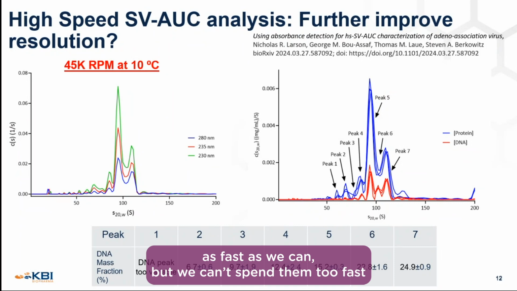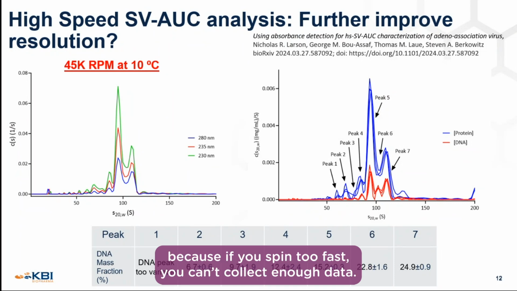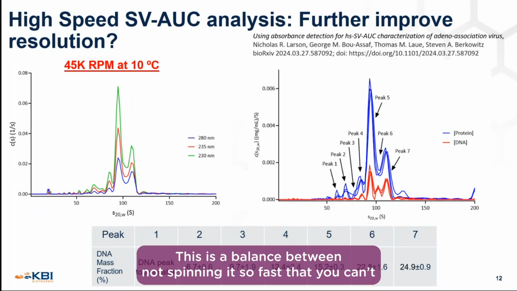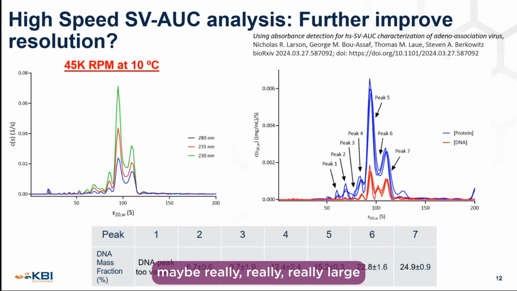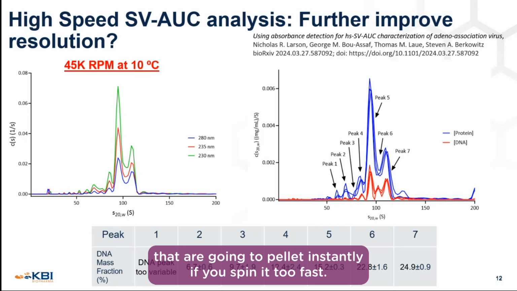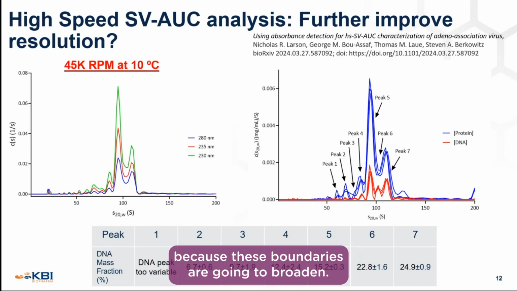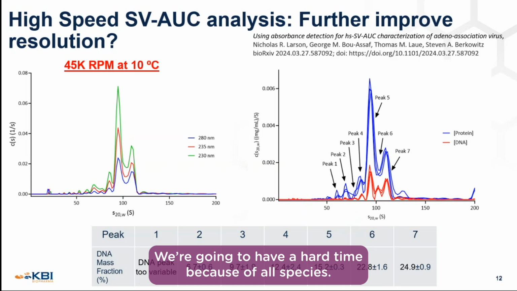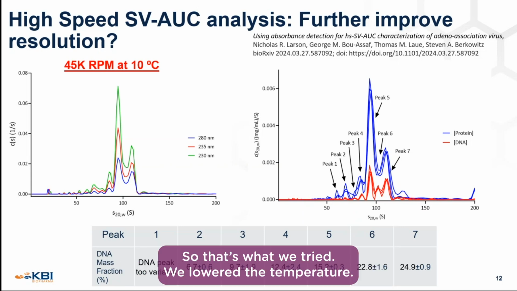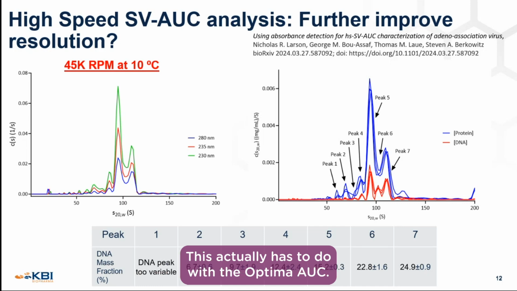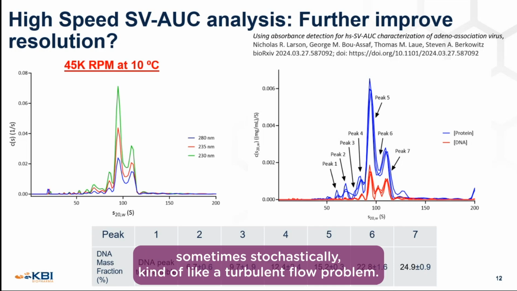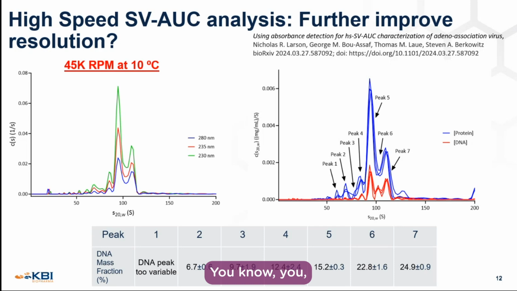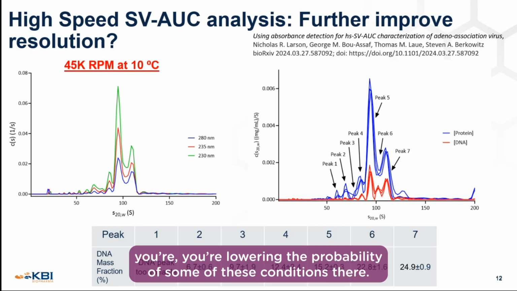But we can't spin them too fast, because then you can't collect enough data. It's a balance between not spinning so fast that you can't collect enough data, or can't detect really large species that are going to sediment instantly, and not spinning too slow, because the boundaries will broaden and you'll have a hard time resolving species. Anyway, 45K is what they came up with, so that's what we tried. We lowered the temperature, and this actually has to do with the Optima AUC. These sedimenting boundaries can sometimes mix stochastically, kind of like a turbulent flow problem, and it turns out that at 10 degrees you're lowering the probability of these conditions.